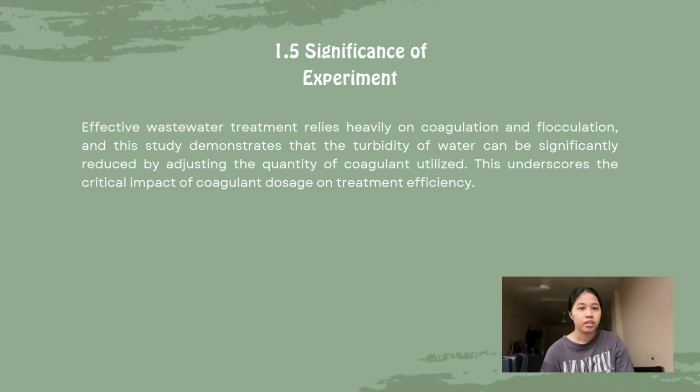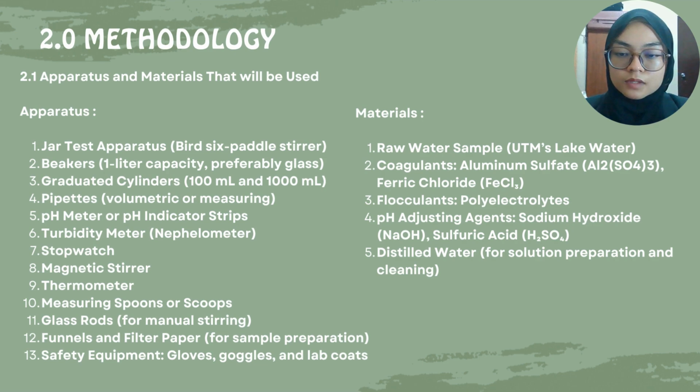For the significance of the experiment, effective wastewater treatment relies heavily on coagulation and flocculation, and this experiment will demonstrate that the turbidity of the water can be reduced by adjusting the quantity of coagulant required. This proves the critical impact of coagulant dosage on the treatment efficiency of the water sample.